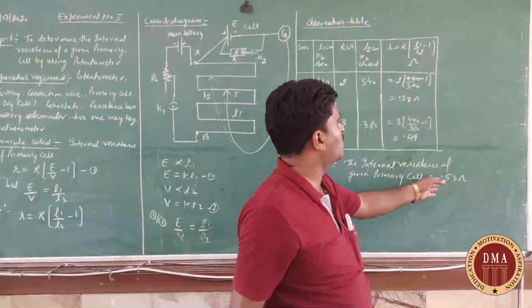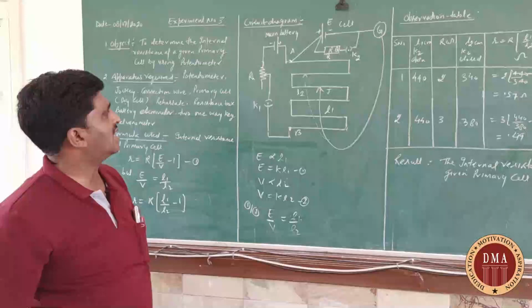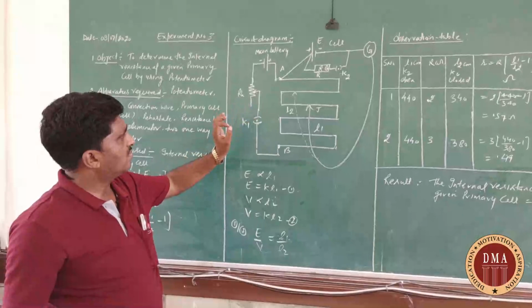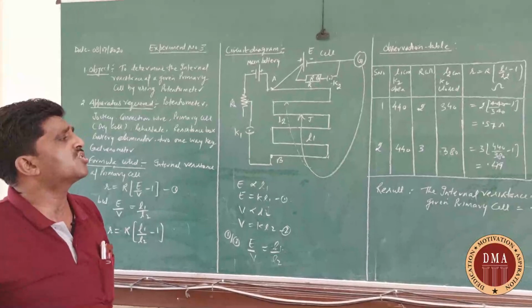The mean value of the internal resistance is 0.53 ohm. You can also take other readings by changing the potential gradient with the help of the rheostat. When we change the value of the rheostat, that is, the potential gradient, the balancing lengths L1 and L2 will also change. Okay, now we will explain with the help of the apparatus.